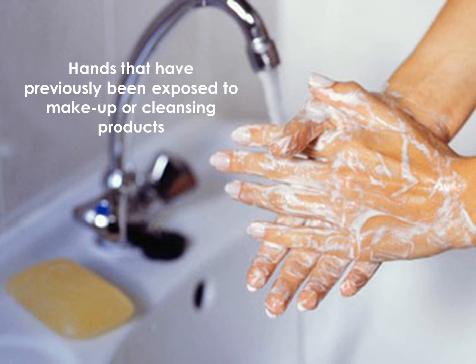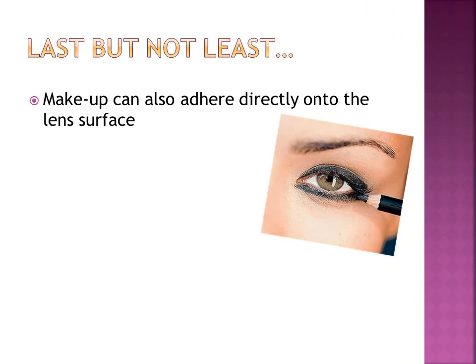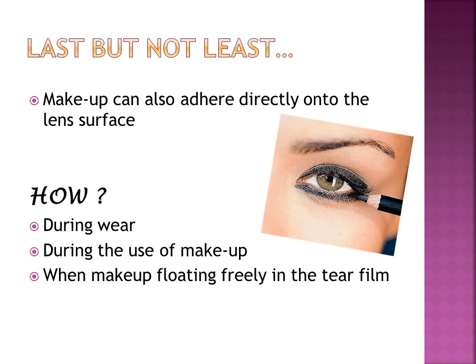In addition, hands that have previously been exposed to makeup or cleansing products. Example, hand creams that contain plenty of lipids appear to readily stick on the silicone hydrogel lenses. Last but not least, makeup can also adhere directly onto the lens surface. How? During wear? During the use of makeup? When makeup floating freely in the tear film?